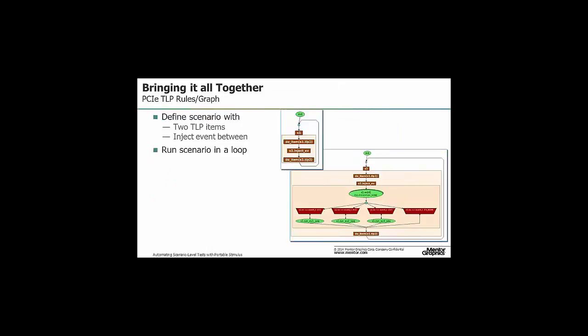So the input is this very compact text, and you can visualize the stimulus as this graph-based representation. So if we apply this to the PCIe example, this is what it could look like. So we have at the top level a repeat loop that again generates a TLP, injects an event optionally, and then creates a second TLP and sends it. And inside the event view, there is this multiple choice that you can see here.